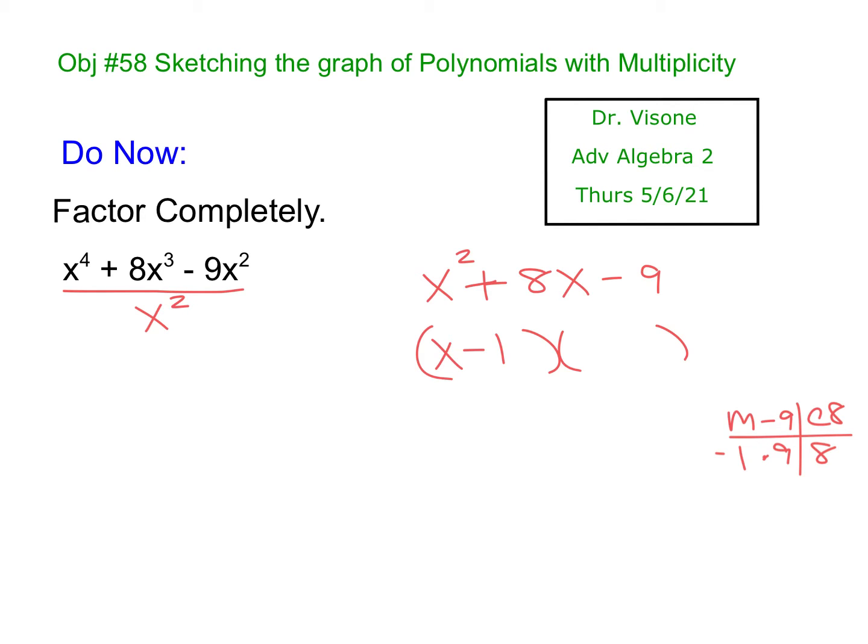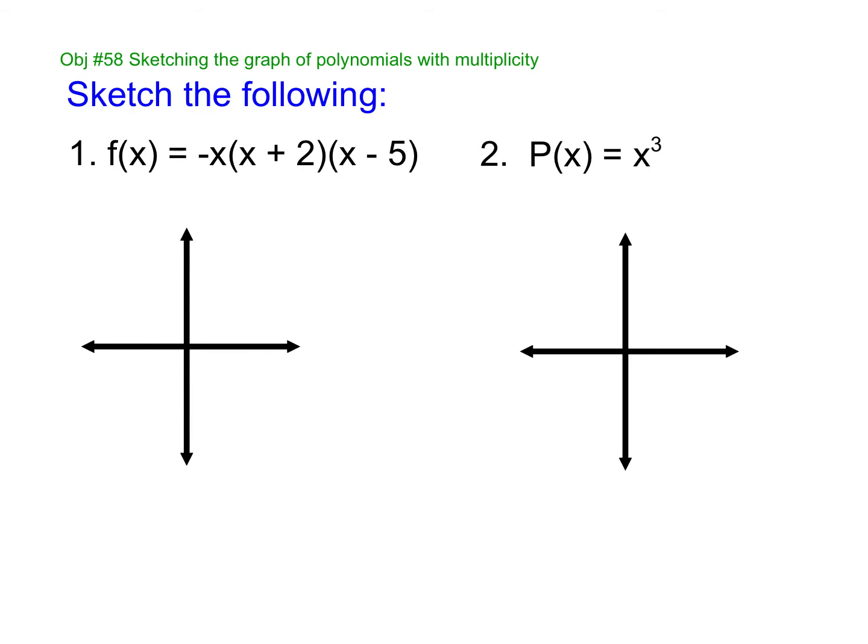x minus 1, x plus 9, and then that's not our final answer. What's the final answer? GCF on the outside. That is our answer. Okay, so do a quick review for number 1. Number 2 is a little different, so see if you can figure out what number 2 looks like.